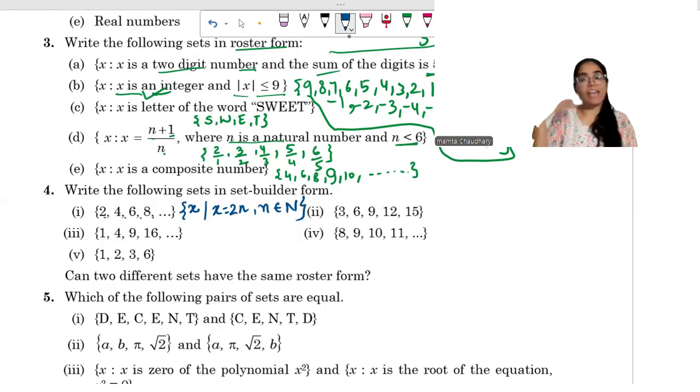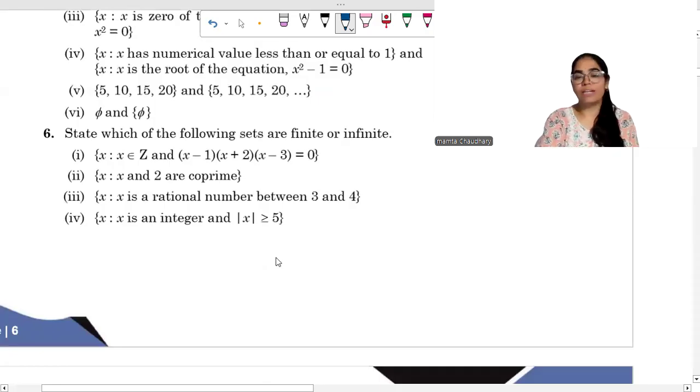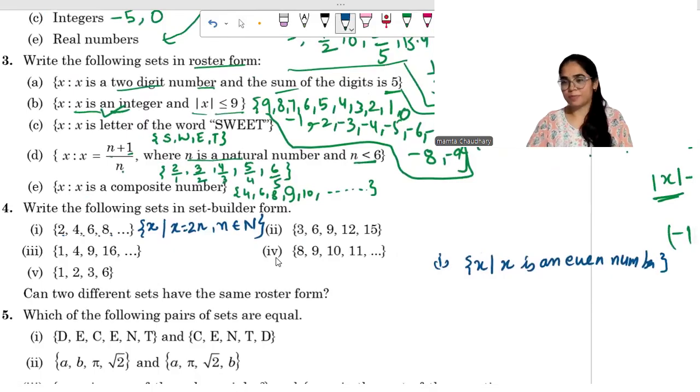Can we write it in any other form? Yes, we can. How? This can be written as X, where X is an even number. So this one set can be written in two different forms.